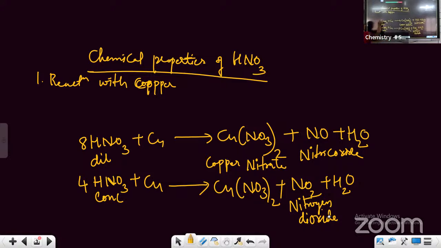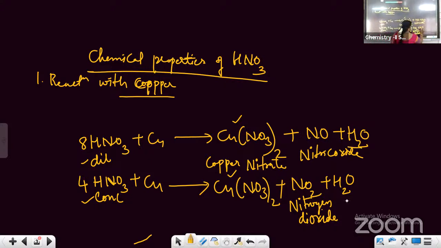So here, reaction with copper. We are taking two concentrations of nitric acid: one is dilute nitric acid, one is concentrated nitric acid. When you take two different concentrations, some products are common. Copper nitrate is common for both concentrations. But with dilute HNO3, apart from copper nitrate, we get nitric oxide, and with concentrated, nitrogen dioxide. Please make out the difference. One of the products is common, so the other product is NO and NO2.